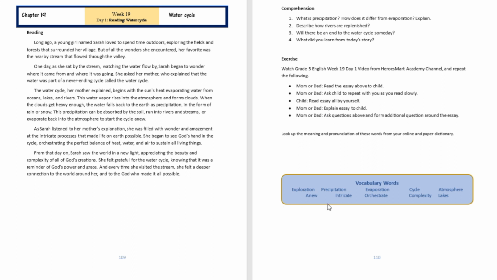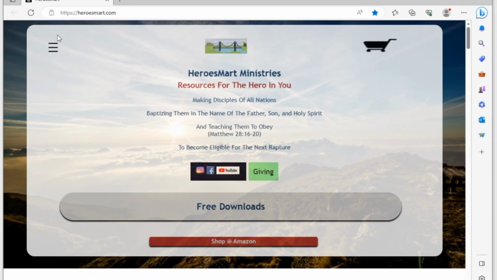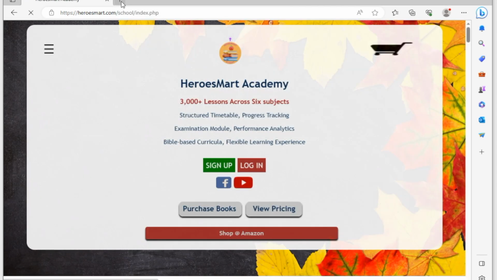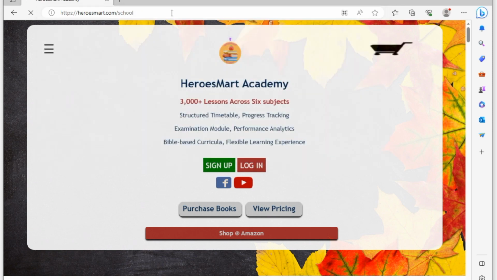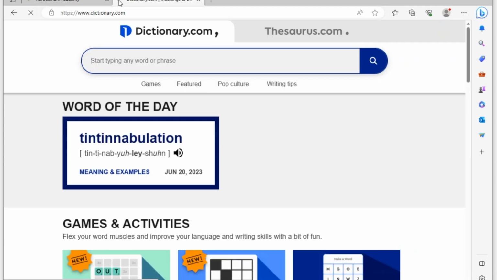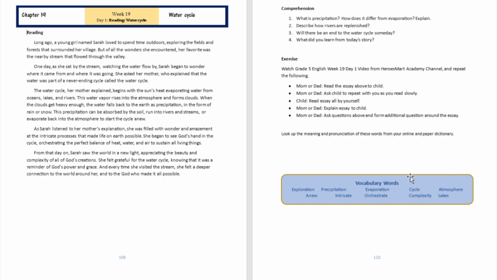All right, so we're going to go right now to build our vocabularies a little bit. This is our website over here, HeroesMart.com/school. If you type that in like that, it's going to bring you over to our website. If we want to build our vocabulary, what we typically do is go to dictionary.com to understand how to use new words in sentences, understand their enunciation, how they're pronounced properly, and understand their meanings. So let's look at certain new words right now.